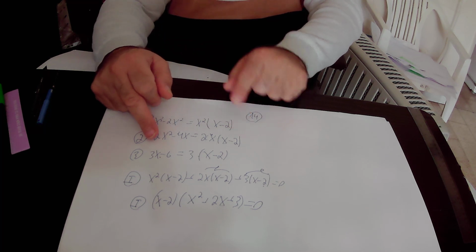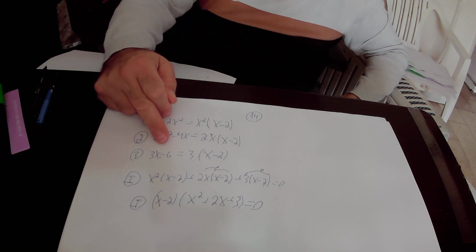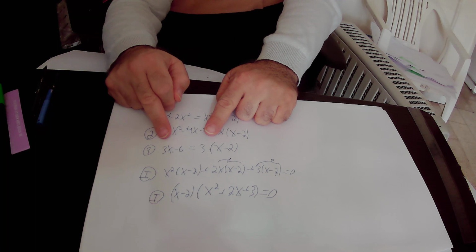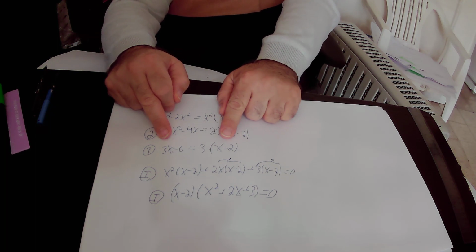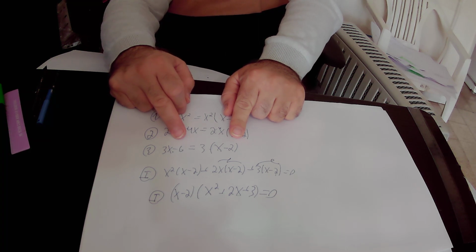Then the third expression is actually 3x minus 6, and the common factor that we took from this expression is 3. So what is left from 3x after we took a common factor of 3 from it? It is actually x. And what is left from minus 6 after we took a common factor of 3 from it? What is left?